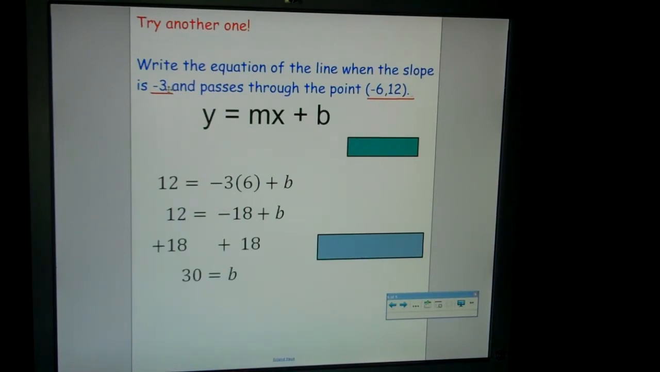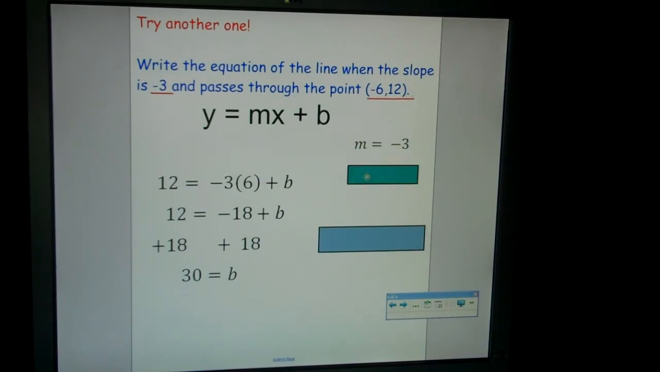So in this equation, my slope is negative 3, my y-intercept is 30. Do I have a slope? Do I have a y-intercept? Can I write the entire equation? Yes, I can. Oops, what's this one? Oh, m is negative 3, we already said that. And here's the final equation, right here. y equals negative 3x plus 30. My y-intercept is 30. My slope, it told me, was negative 3.